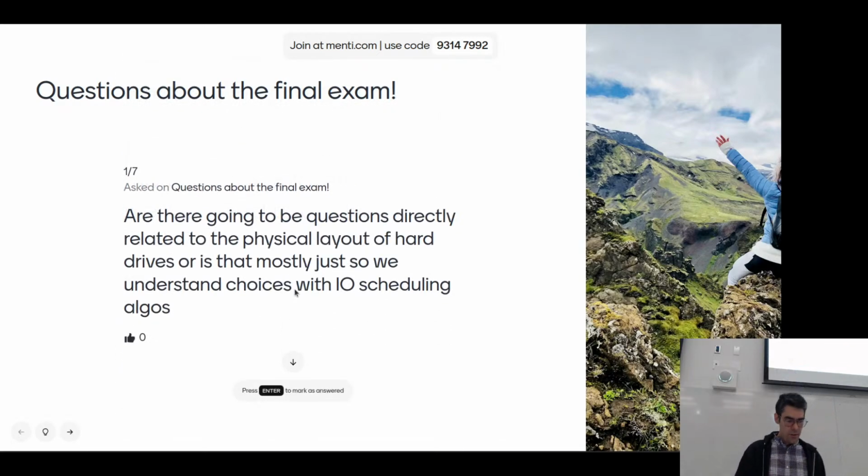Are there going to be questions directly related to the physical layout of hard drives, or is that mostly just so we understand choices with I/O scheduling algorithms? So, I mean, it's not unreasonable of me to ask you to label parts of a hard drive. It's not unreasonable of me to ask you that because that is one of the learning outcomes in the course, is to describe the physical structure of a disk. In terms of allocating points to something like that, it would probably be pretty low compared to other things because I want to do more high concept stuff as opposed to just memorizing the physical structure of a drive.